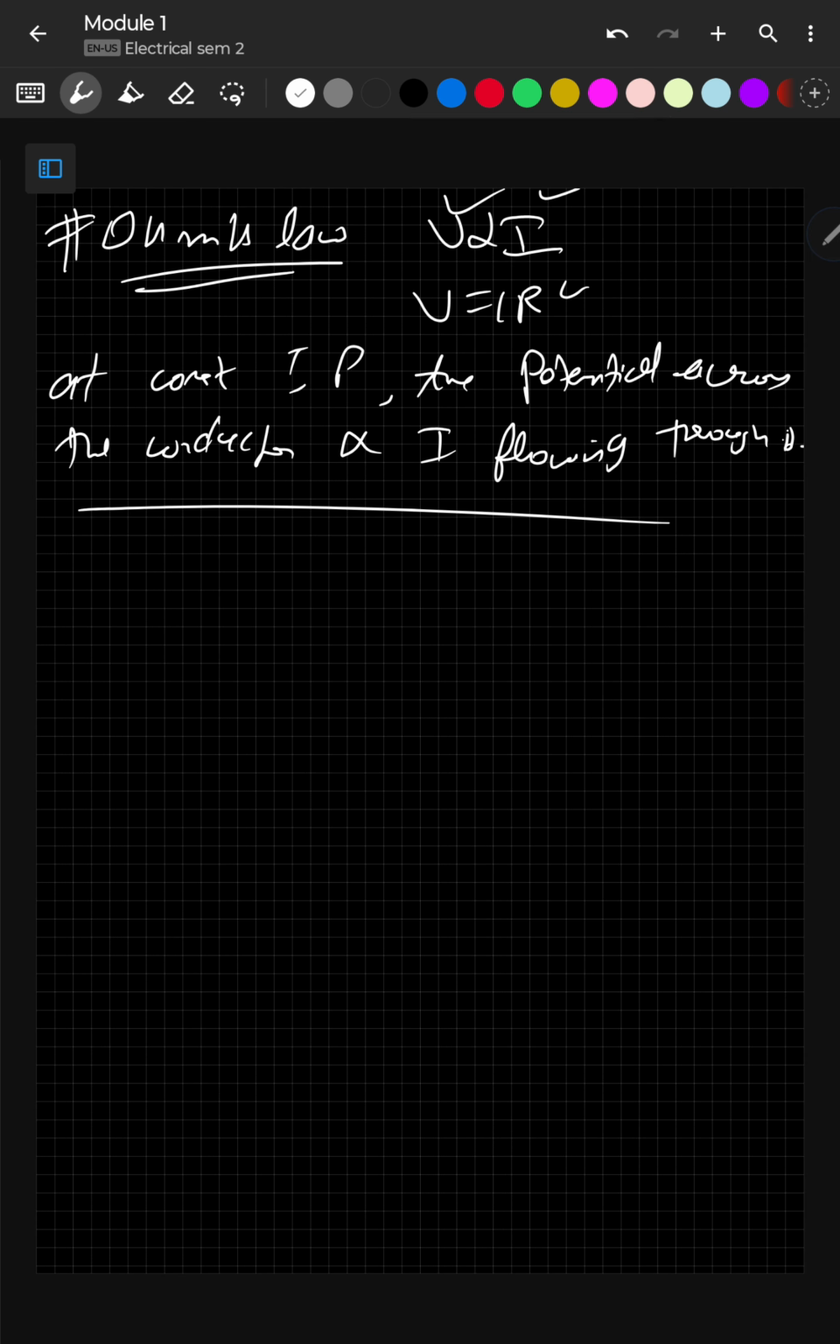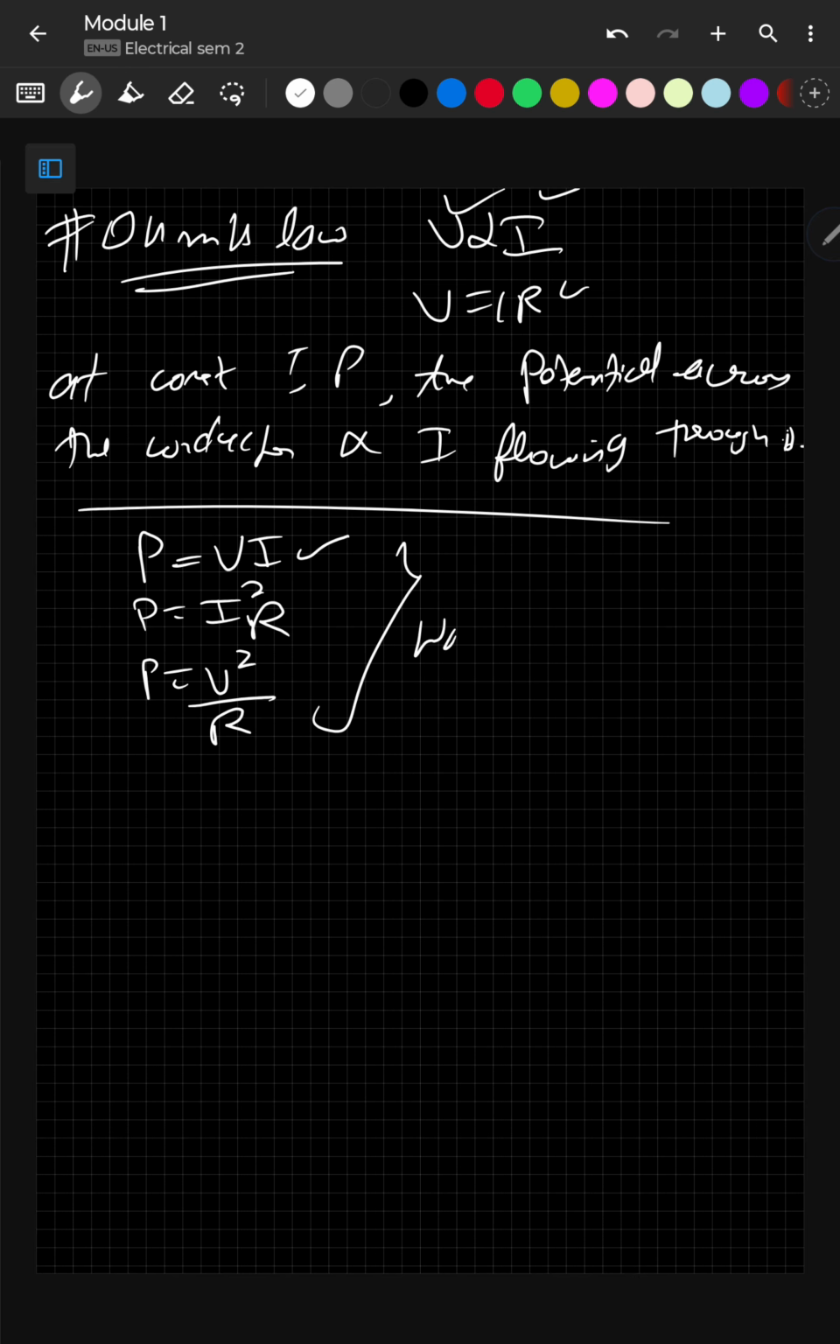Now P equals VI. This formula we know. Then if V equals IR, I can write P equals I squared R. And if I equals V by R, I can write P equals V squared by R also. Correct? P equals VI, P equals I squared R, P equals V squared by R. All are in watts. These are the equations of power and all are in watts.